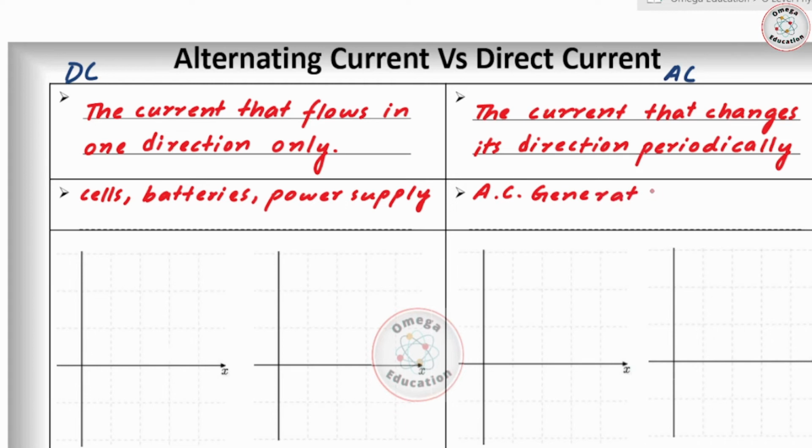Yeah, there are DC generators as well, which give you the direct current. So you can write that for the example of direct current. So that is the source, and the primary source of the alternating current is the generators, AC generators.